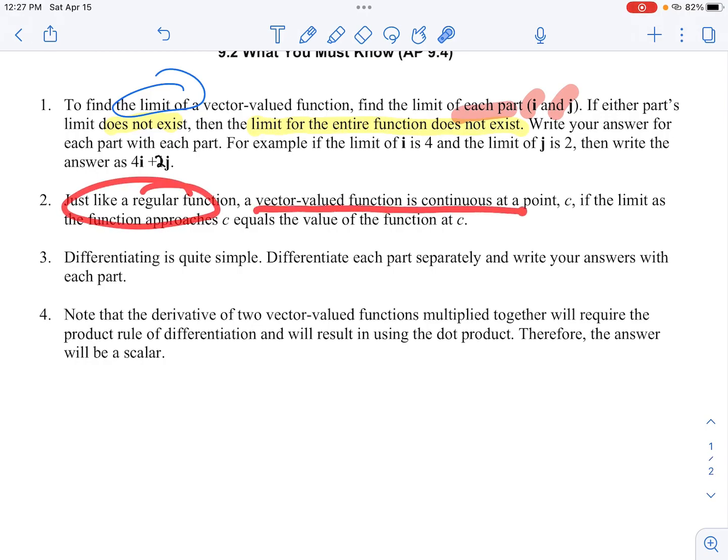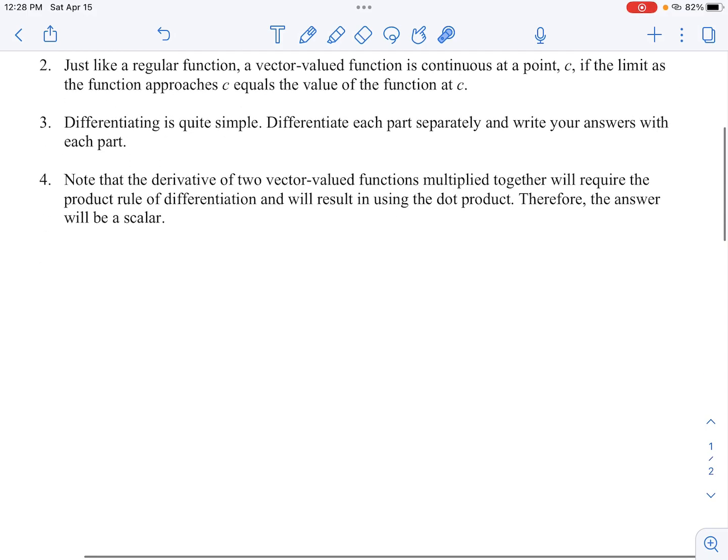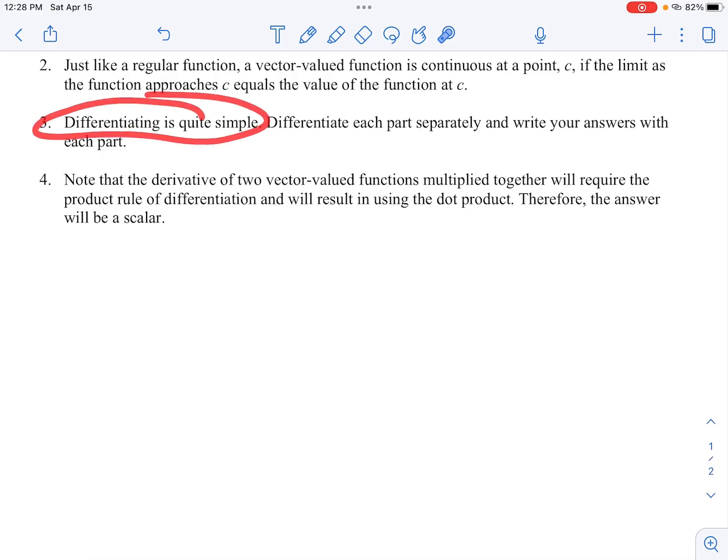All right, number 2. Just like a regular function, a vector valued function is continuous at a point c if the limit as the function approaches c equals the value of the function at c. So pretty much your same continuity rules for functions apply to limits as well. Just go through your continuity tests and make sure that it works for i and j, and you're good. All right, differentiating is also just as simple and intuitive as you might expect. Just differentiate each part separately, and then write your answer with the i and your answer with the j. No big deal. It's pretty straightforward.